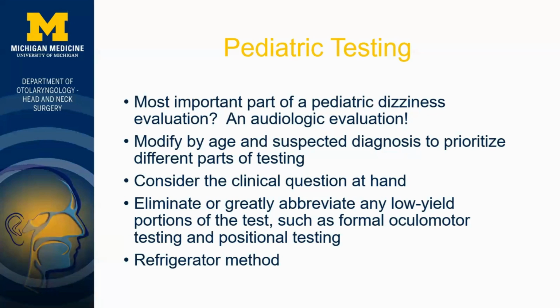And then we eliminate or greatly abbreviate any low yield portions of the test. So it is a lot to ask a kid to do an oculomotor exam. I'm not going to get too much out of it. The best thing that I might get out of it is that their eyes are affected in some way. And at the end of the day, that's not quite my job. My job is really to take a look at the ears. So we may abbreviate or take out oculomotor testing or positional testing. Sometimes I'll just do oculomotor testing with a finger puppet. Are they able to follow a puppet as it moves across?